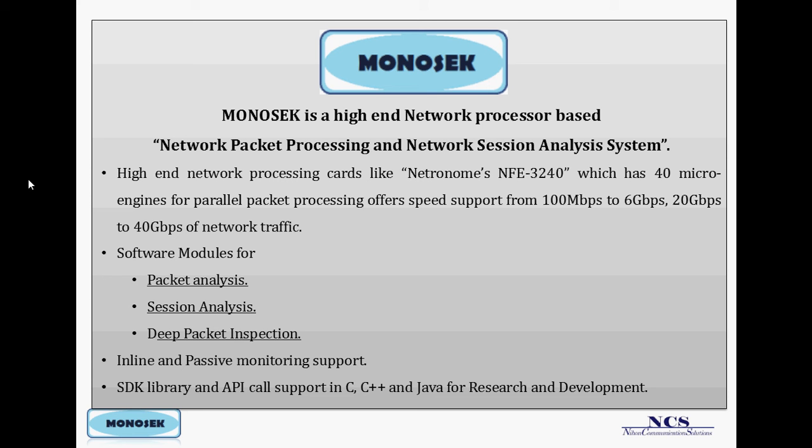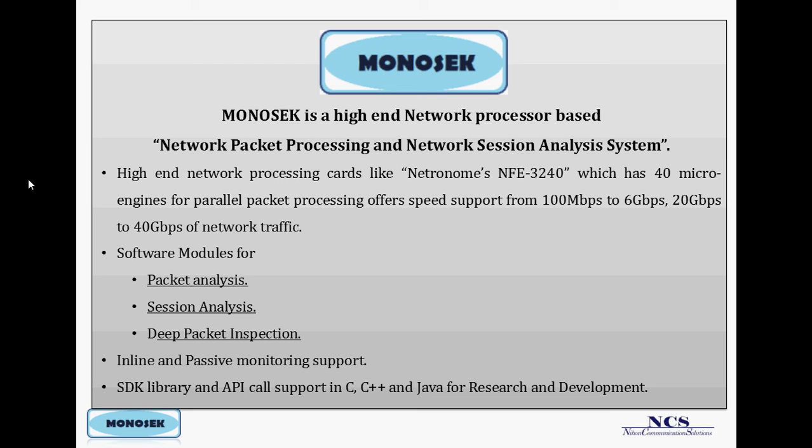So here you can see this card is able to capture at the rate of 100 Mbps to 60 Gbps, and the other two variants are 20 Gbps and 40 Gbps of network traffic. So this means the card is capable of sniffing the packets at the rate of 100 Mbps and 6 Gbps, 20 Gbps and maximum 40 Gbps.